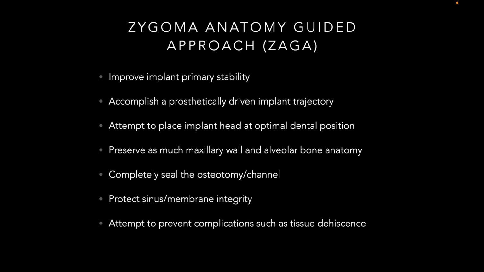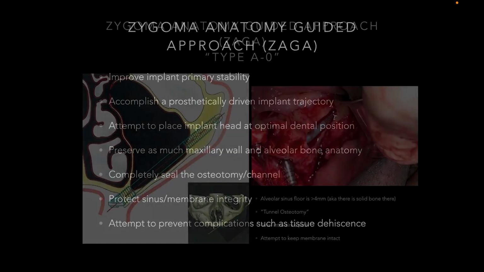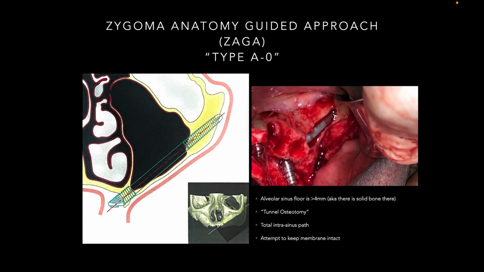The zygoma anatomy guided approach is more of an international classification that has come up in the past several years that determines what kind of zygoma complex we're dealing with, whether it's going to be an extrasinus implant or an intrasinus implant. It's nice to have. You don't have to know the classification every time you do a case, but it's nice to know about it and maybe document it, because it's pretty much the way everybody does it. Now, there are different types.